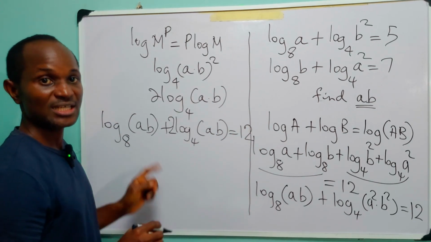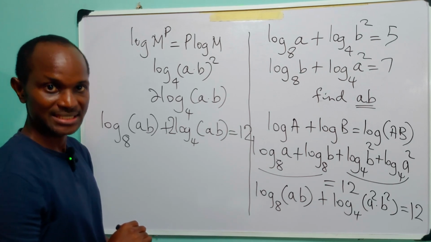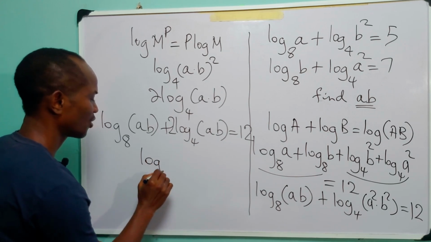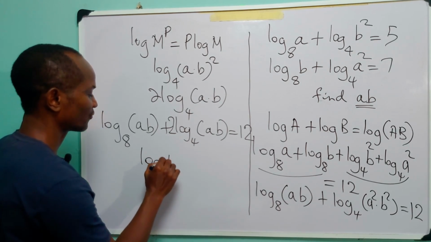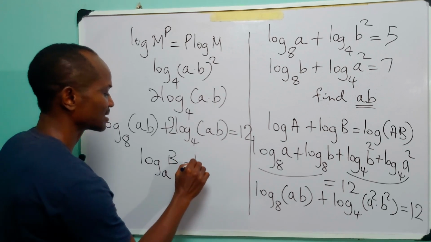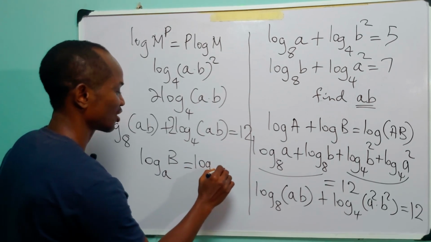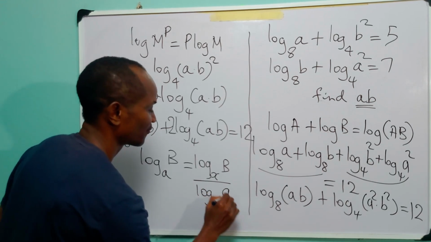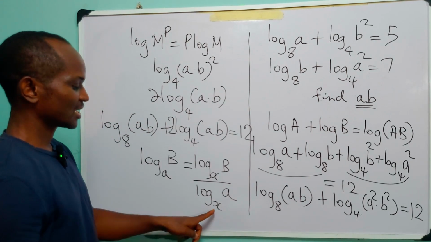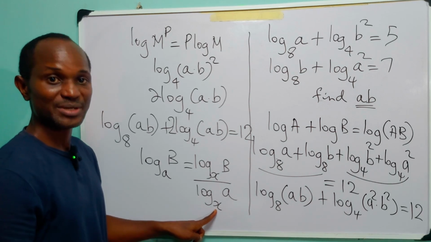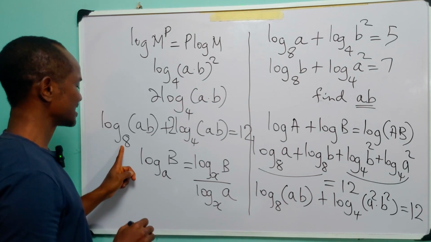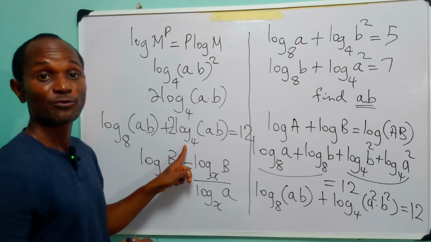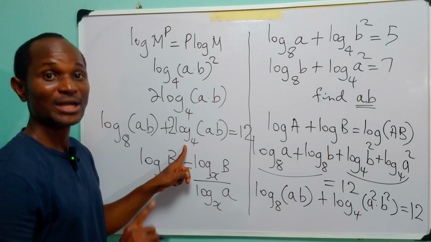Having gotten to this point, it will be best for us to work in the same base. And then we must remember that log to base a of b is the same as log to base x of b divided by log to base x of a. So the question here is, what is the best base for us to work in? We have base 8 here and we have base 4 here. We know that these are multiples of 2. So it will be best for us to work in base 2.